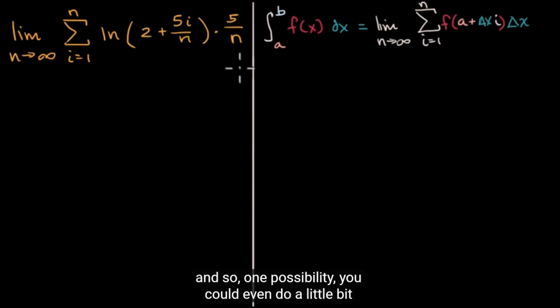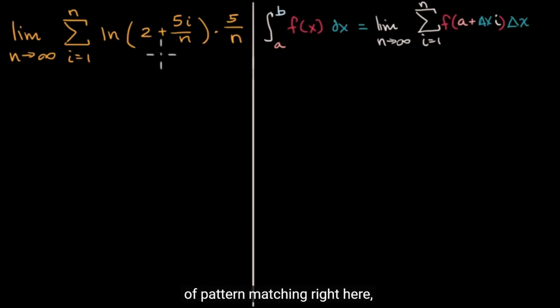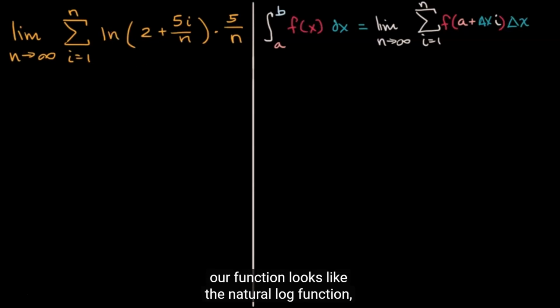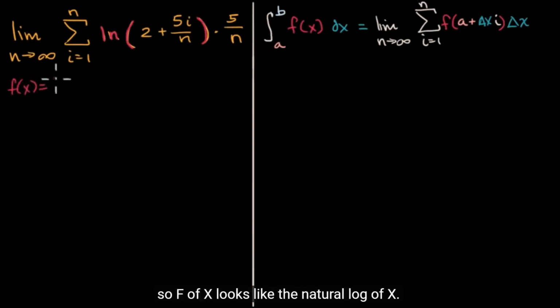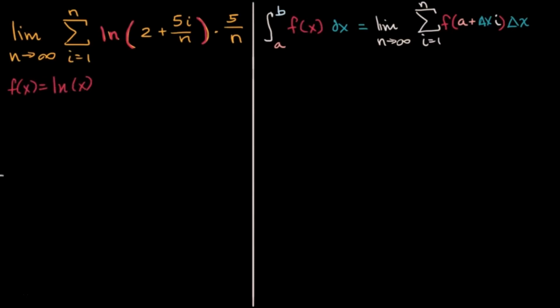And so one possibility, you could even do a little bit of pattern matching right over here. Our function looks like the natural log function. So that looks like our f of x. It's the natural log function. So I could write that. So f of x looks like the natural log of x. What else do we see? Well, a, that looks like 2. a is equal to 2.